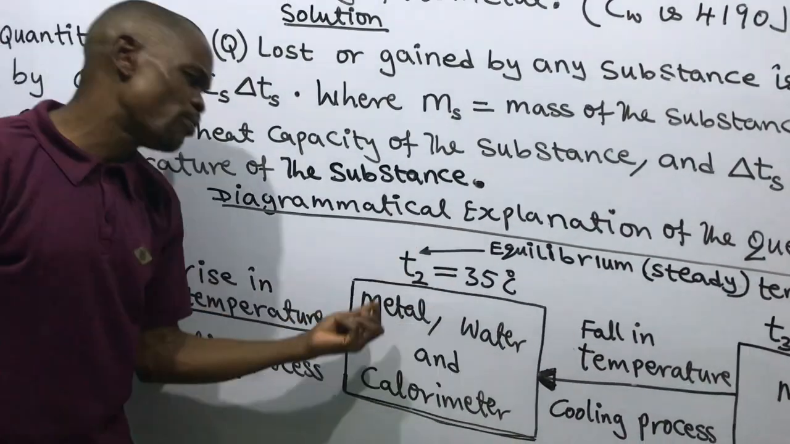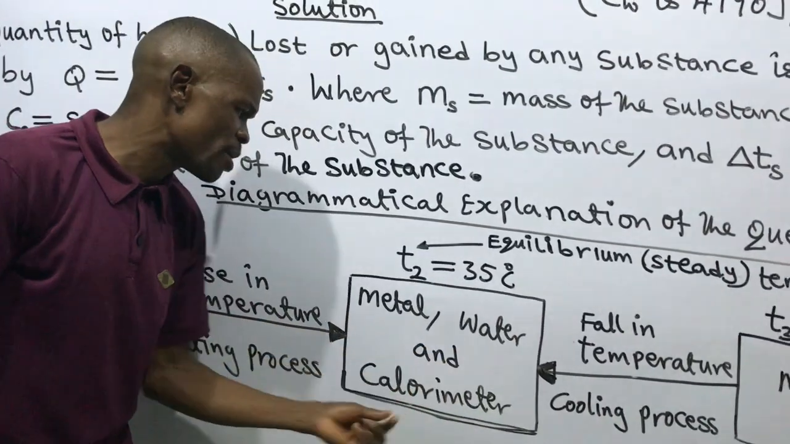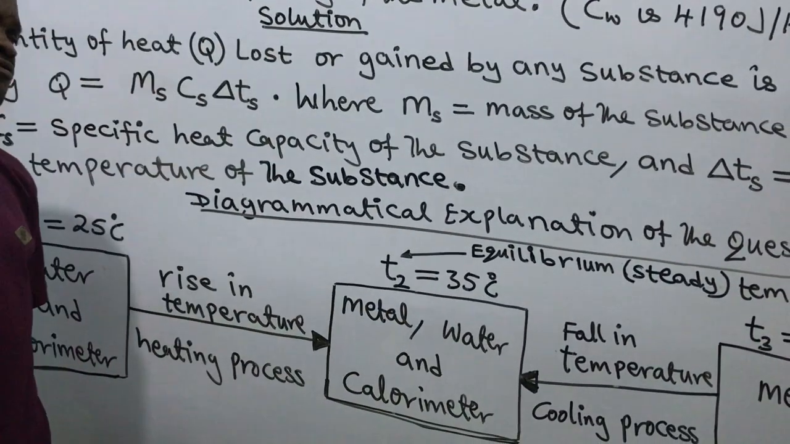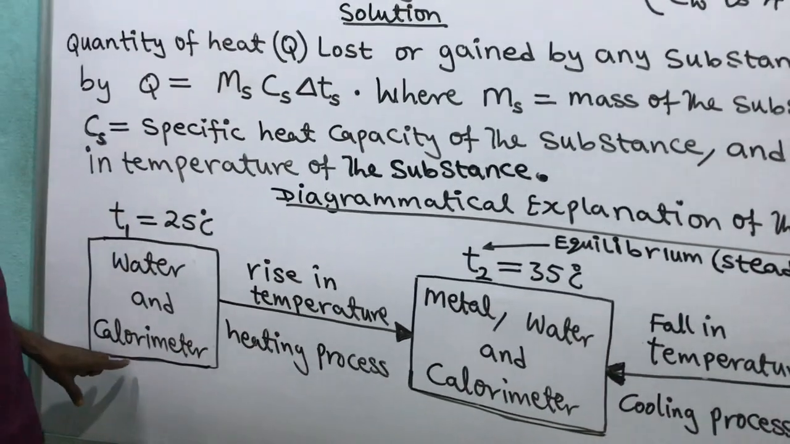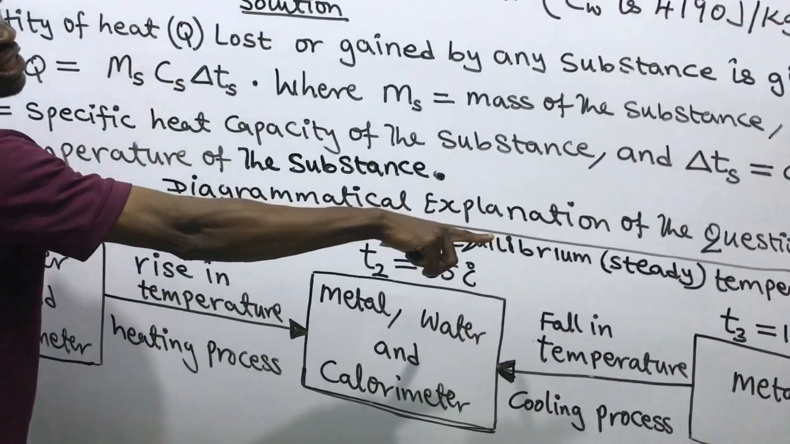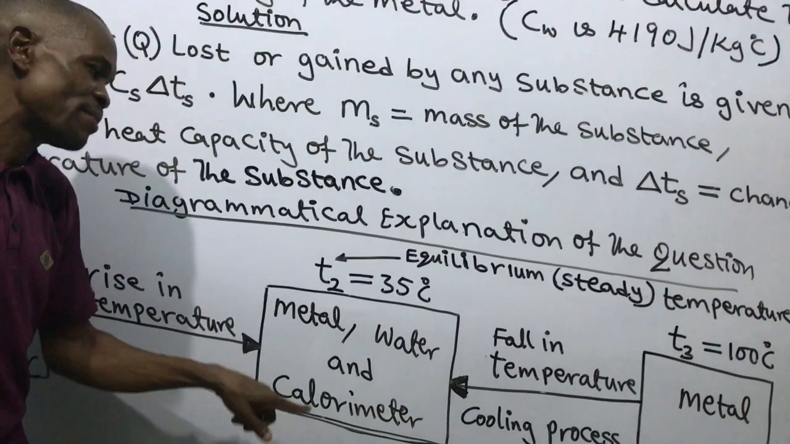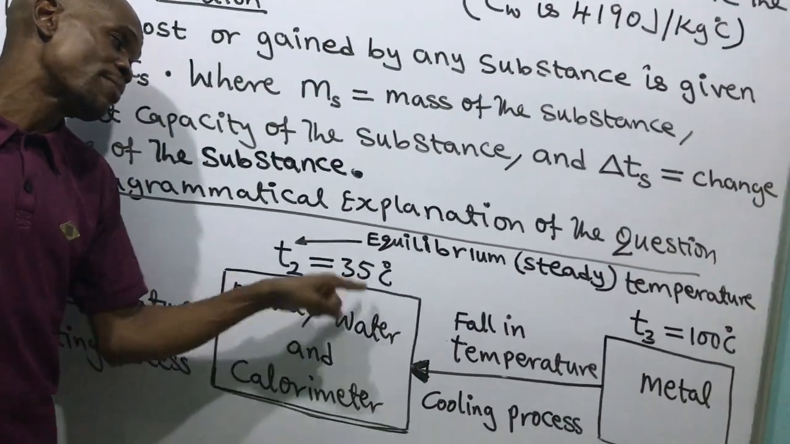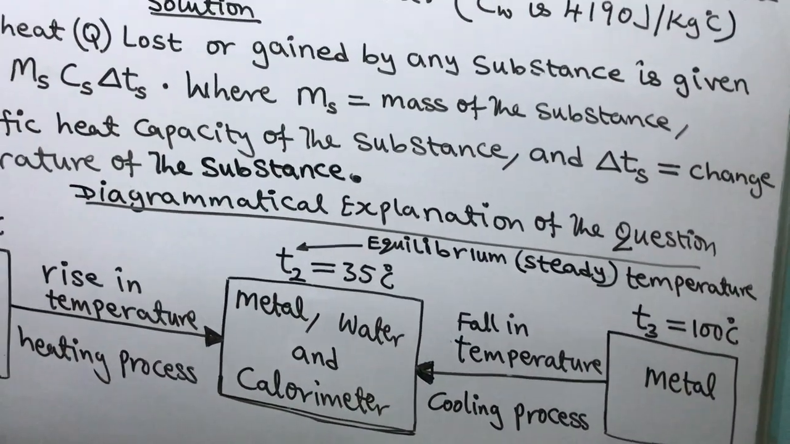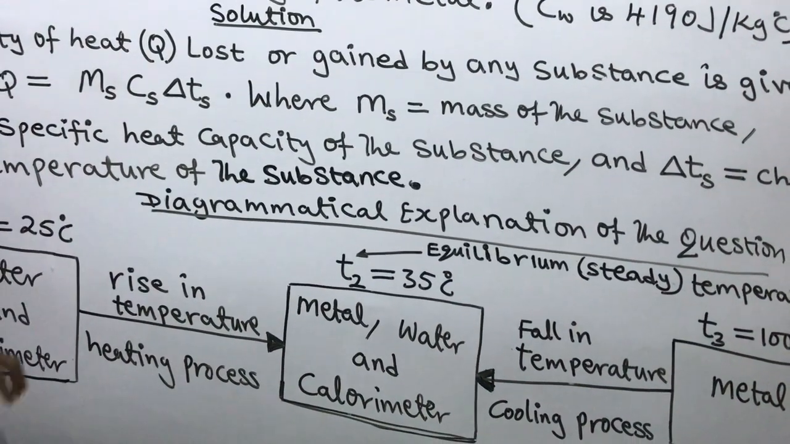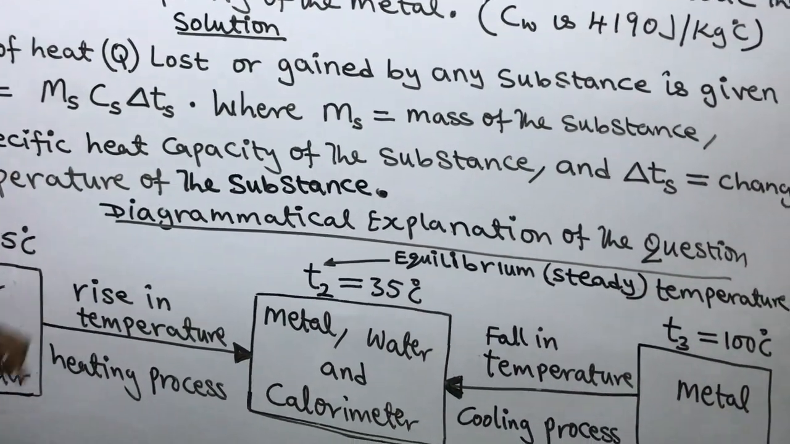And at that point, the meter, water, and calorimeter come to an equilibrium temperature called T2, which is 35. And these were at this stage before, and this one was at this stage before they came into one vessel. And they exchange heat, and they have the steady temperature, which we call 35 degrees centigrade. And this is what we call the diagrammatical explanation of this. Then let us go into the calculation of it.